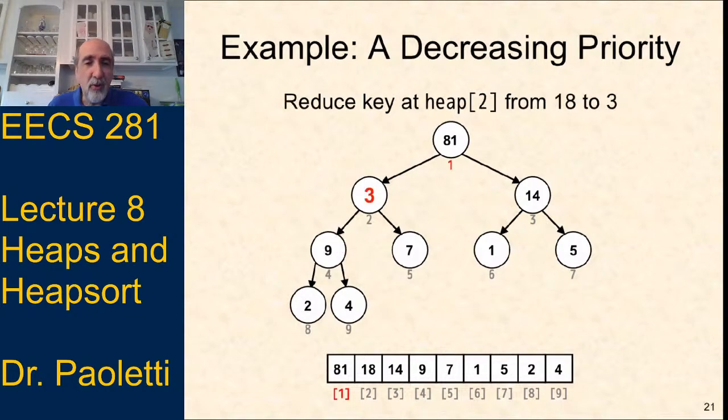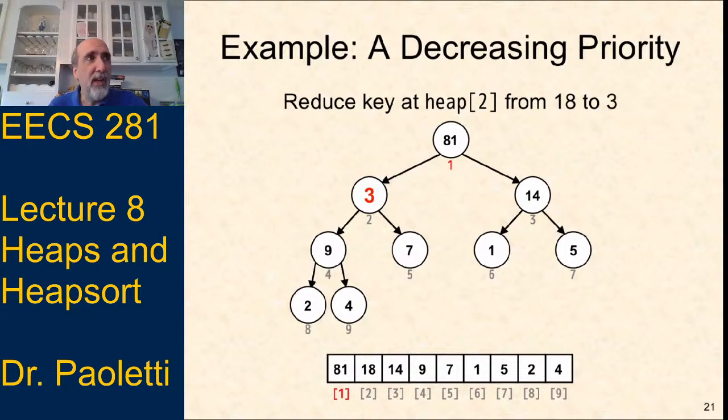Okay, so now let's go back to decreasing priority. So if index 2 changes from 18 to 3, it has decreased in priority. With respect to its parent, it's fine. But with respect to its children, it might not be fine. In fact, we've broken the heap ordering property.